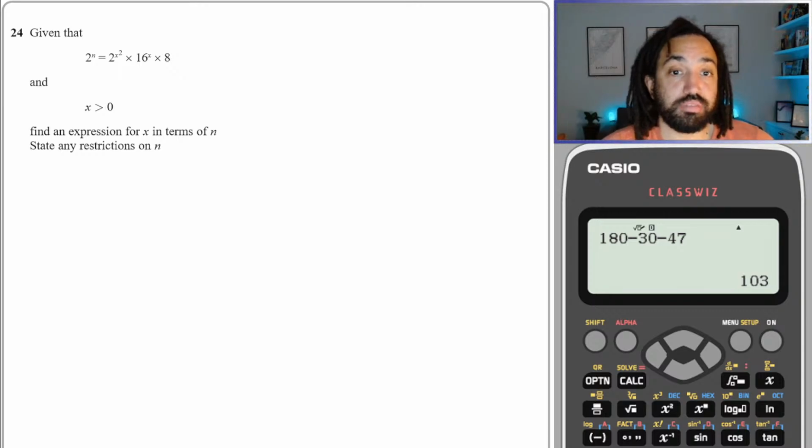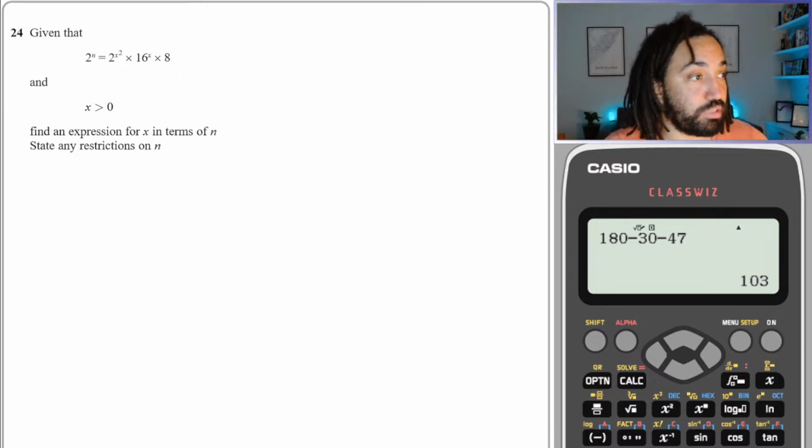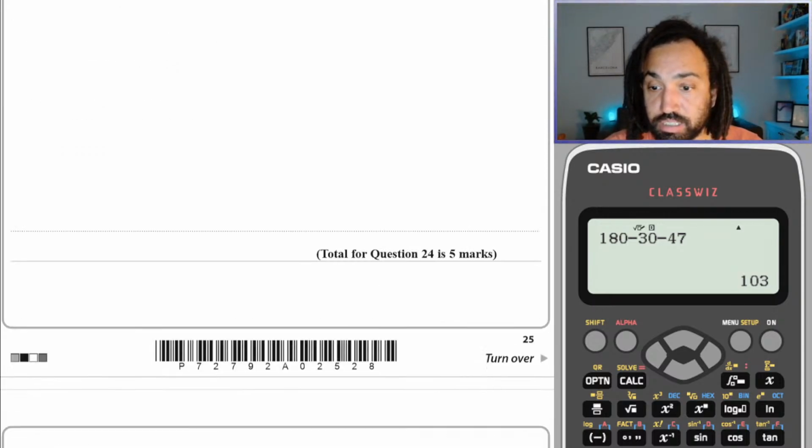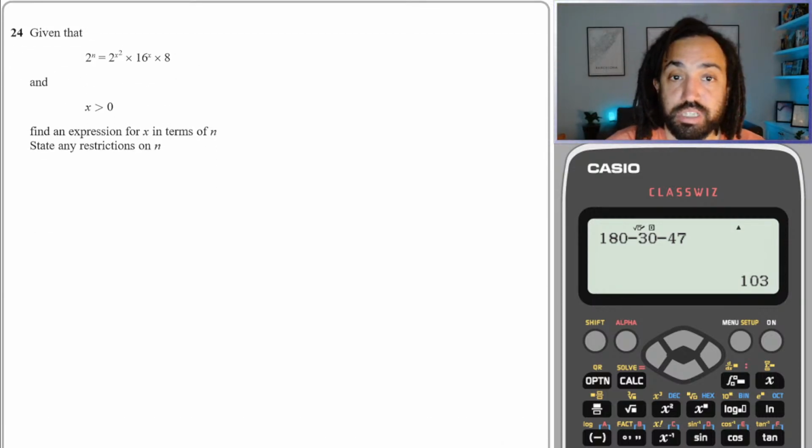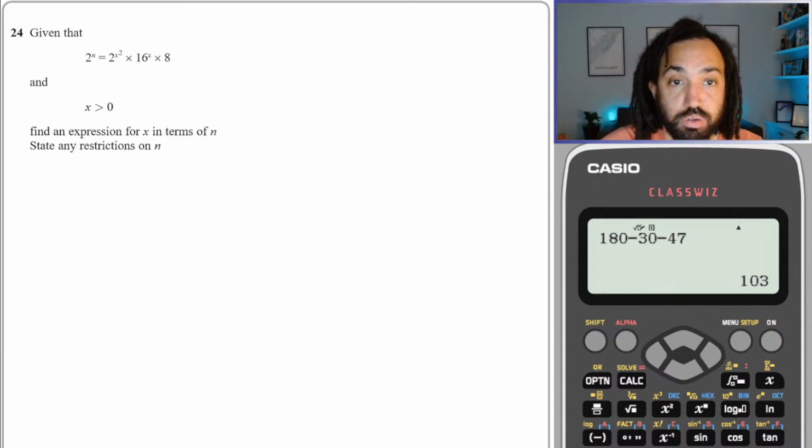Okay, this looks like a harmless question, but it's actually really tricky, I think, because it's 5 marks. It's question 24, and the first thing we need to do is spot that all of these are powers of 2, and so are these ones. These ones are also powers of 2.